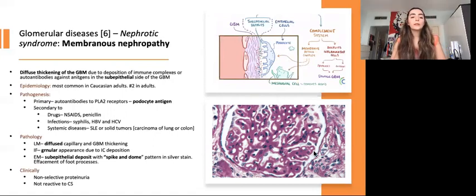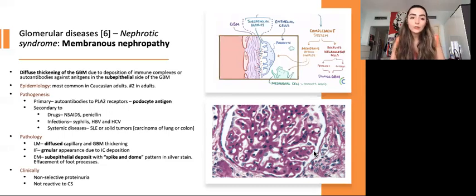This is most common in Caucasian adults. It's the number 2 most common nephrotic syndrome in adults. The pathogenesis can be either primary or secondary, like the rest. You have immune complexes that deposit, normally autoantibodies against the phospholipase A2 receptor, which is an antigen on the podocyte. These immune complexes form and cause inflammation at that area. You have complement getting formed, damaging the capillary walls, and then increasing the protein permeability.